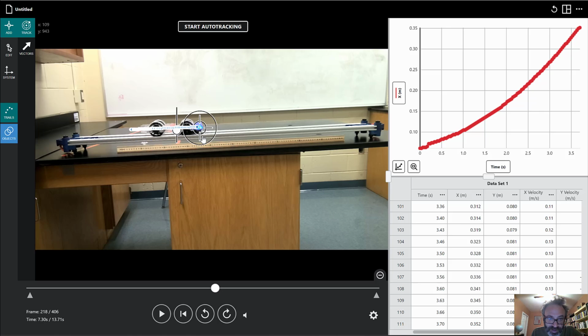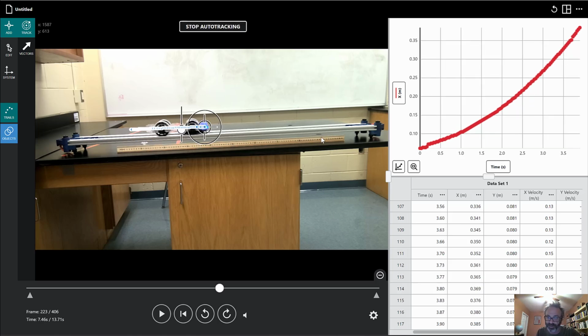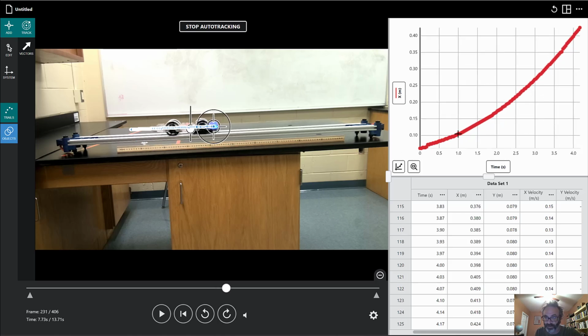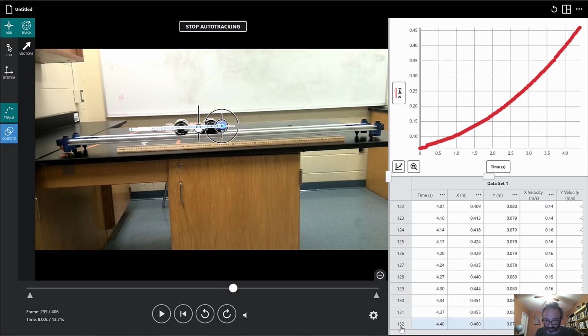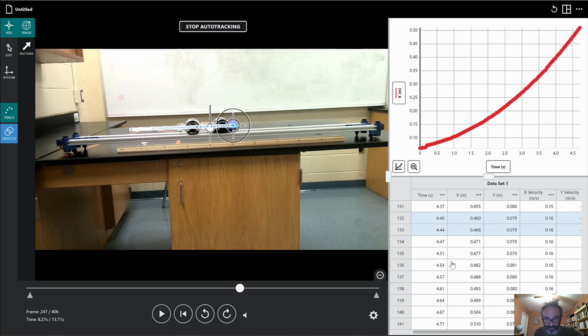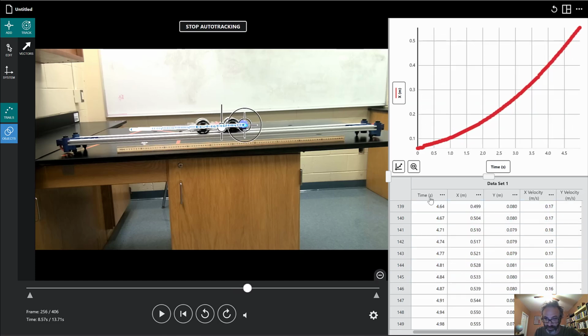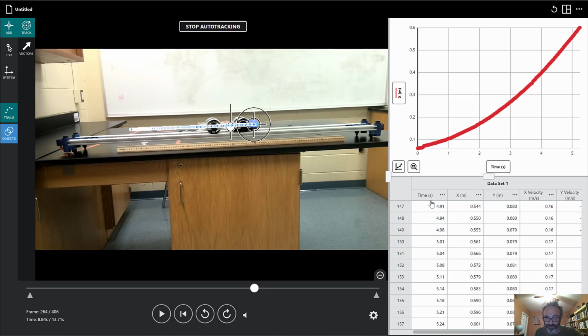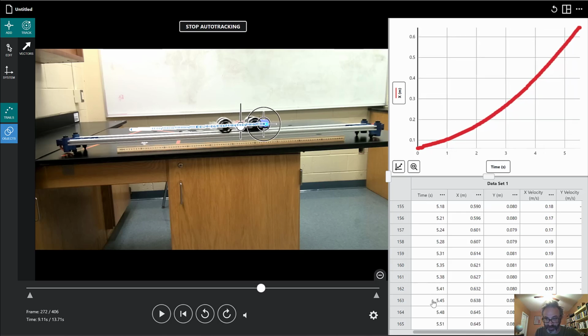Okay, so we lost it again, but we just put the target right back over, start auto tracking again, and you can look, our graph gets made. We've got 132 data points so far and counting. It's still going. We've got a column for our time, how much time since our first data point. The position is how far we are along the x-axis from our origin in meters.